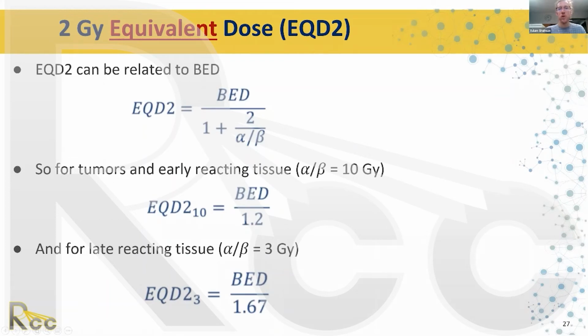So here it is again. For tumors in early reacting tissues, where alpha beta equals 10, EQD2 for alpha beta of 10 is BED divided by 1.2. And for late reacting tissues, most normal tissues, where alpha beta can be assumed to be about 3 gray, EQD2 for an alpha beta of 3 is BED divided by 1.67.